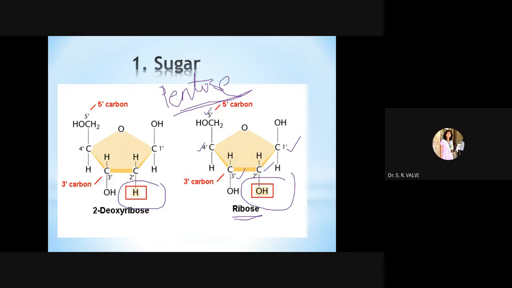So on that basis the sugar is differentiated as deoxyribose and ribose, right? In the second carbon the OH group is attached in the case of ribose, and in the case of deoxyribose H is attached to the second carbon, right? So it's all clear, the rest of the structure is similar, you can see this structure.